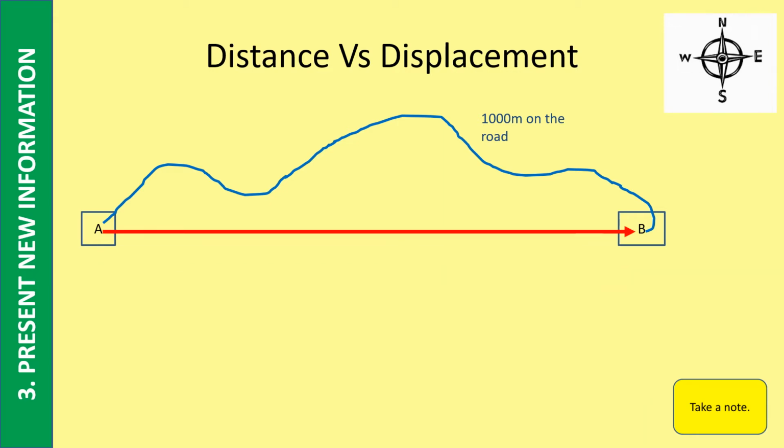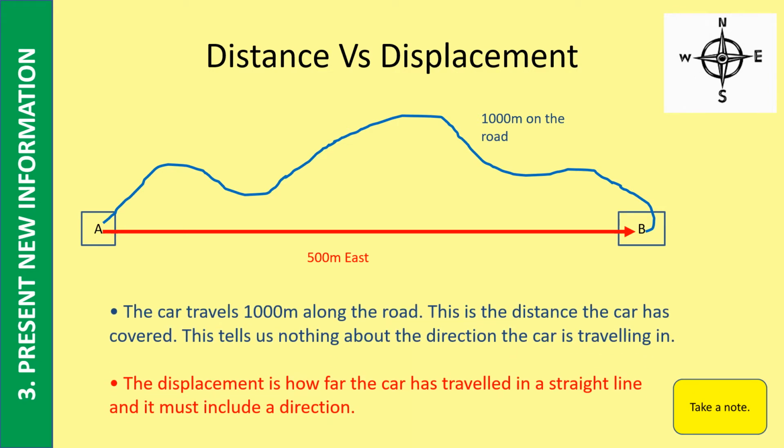Now, displacement, on the other hand, is the distance travelled in a straight line from where you start to where you finish. So in this case, for example, displacement might be 500 meters, but it has to have a direction. And if you look here, that way is east. So our displacement would be 500 meters to the east. So the car can travel 1,000 meters along the road. That is the distance, but there's no direction, whereas the displacement is 500 meters east.